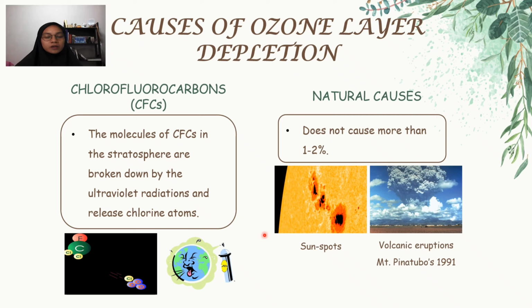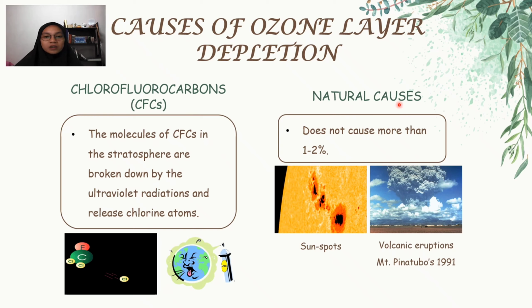Let's move on to the causes of ozone layer depletion. The main cause is chlorofluorocarbons, CFC. The substances are such as aerosols, air conditioners, and refrigerators. The molecules of CFC in the stratosphere are broken down by the ultraviolet radiation that releases the chlorine atom. As we know, the chlorine atoms can destroy the ozone molecule.